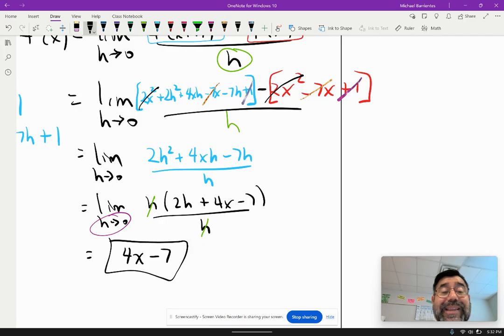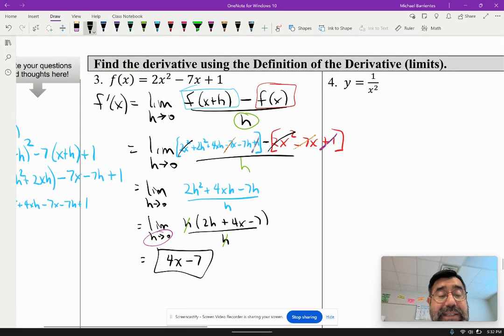I'm claiming that this formula is the derivative function of f of x. If I want to find the slope of the tangent line at any point on this parabola, I just substitute the x-coordinate in there, and I got my slope. I got my derivative. I got my instantaneous rate of change. The purpose of Monday is going to be to practice this process because it's a little heavy, and we'll be using our whiteboards to get more practice in there.